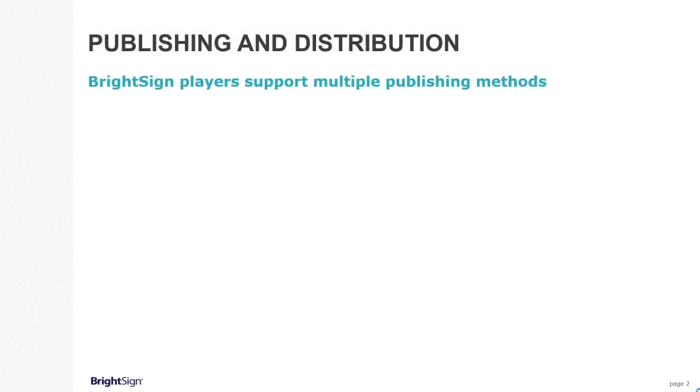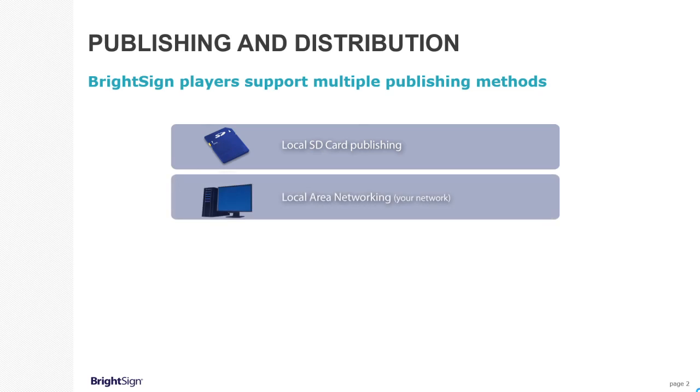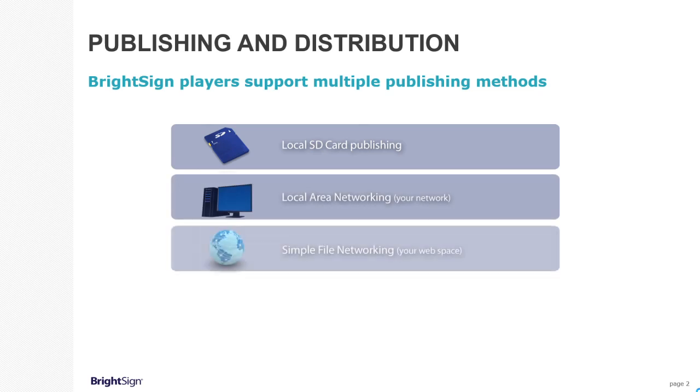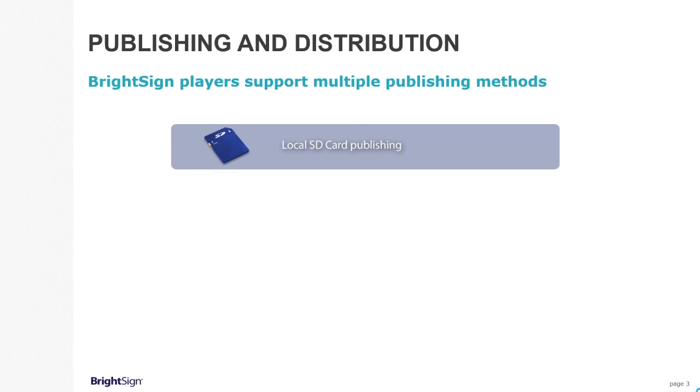As mentioned in the introductory module, we support multiple methods for publishing, and a player needs to be configured for one of these methods. We support publishing directly to an SD card. We support publishing over a local area network. We support publishing via a web server. We call this simple file networking. And we support publishing via the BrightSign network. In this module, we'll talk specifically about publishing directly to an SD card.